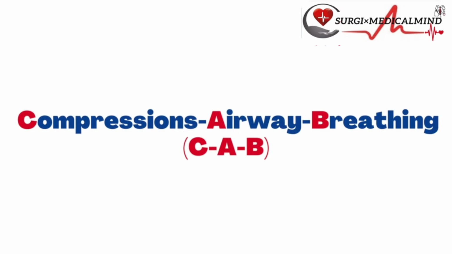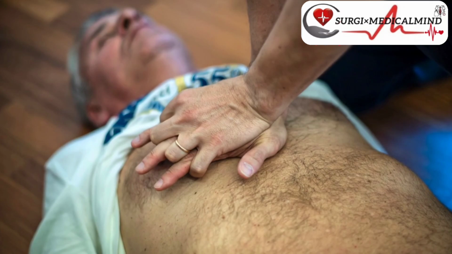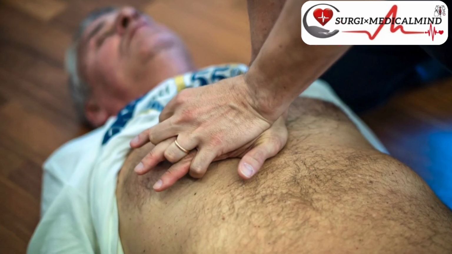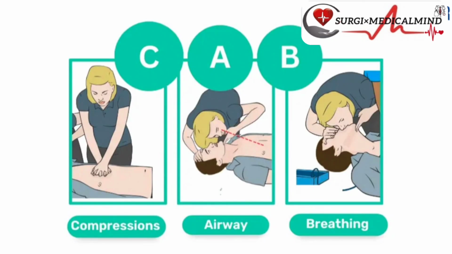In the event of a cardiac emergency, knowing the sequence of actions for effective cardiopulmonary resuscitation, CPR, is crucial. The CAB approach is a fundamental principle that guides the steps required to resuscitate an unresponsive individual. This chapter focuses on the sequence of actions to perform CPR effectively.